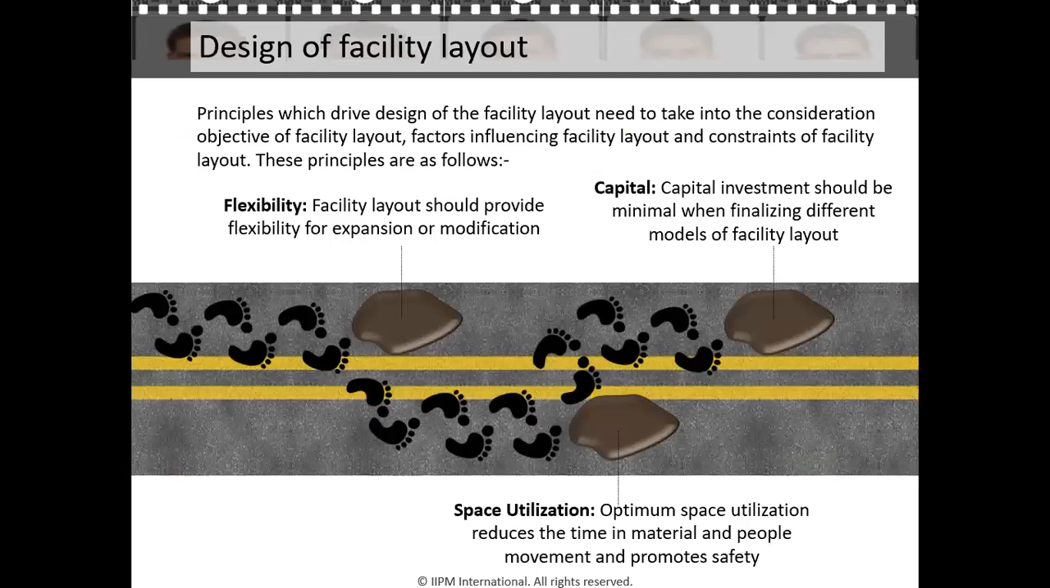Design of facility layouts. The principles which drive design of facility layout need to take into consideration the objective of the facility layout, factors influencing facility layout, and constraints of facility layout. These principles are as follows. We have flexibility: facility layout should provide flexibility for expansion or modification. We have capital: capital investment should be minimal when finalizing different models of facility layout. We have space utilization: optimal space utilization reduces the time in material and people movement and promotes safety.